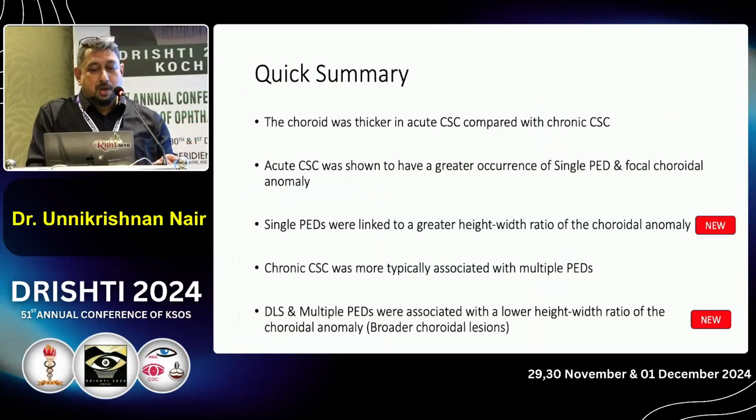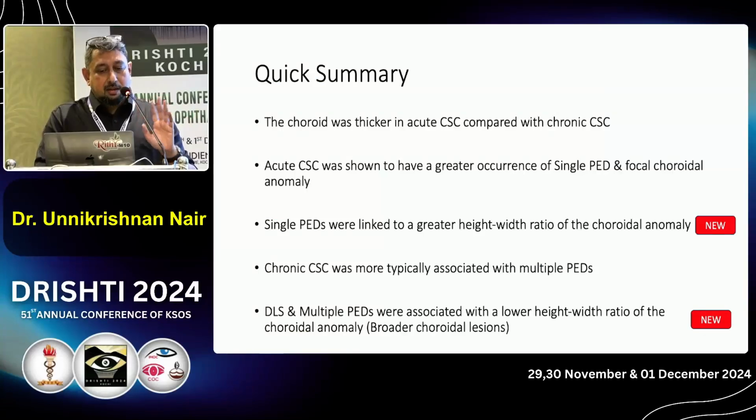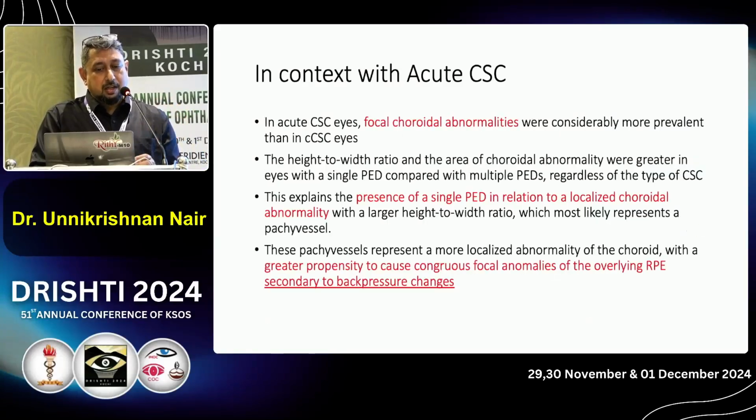So a quick summary would be the choroids are thicker in all aspects in acute CSC. The acute CSC had a greater occurrence of a single PED and a contributory focal lesion right underneath it. Single PEDs were associated with larger vertical areas. Chronic CSCs were associated with multiple PEDs. And whenever you had a larger RPE damage, the underlying choroidal damage was shorter, broader, and occupied a larger area. And those two are new facts basically.